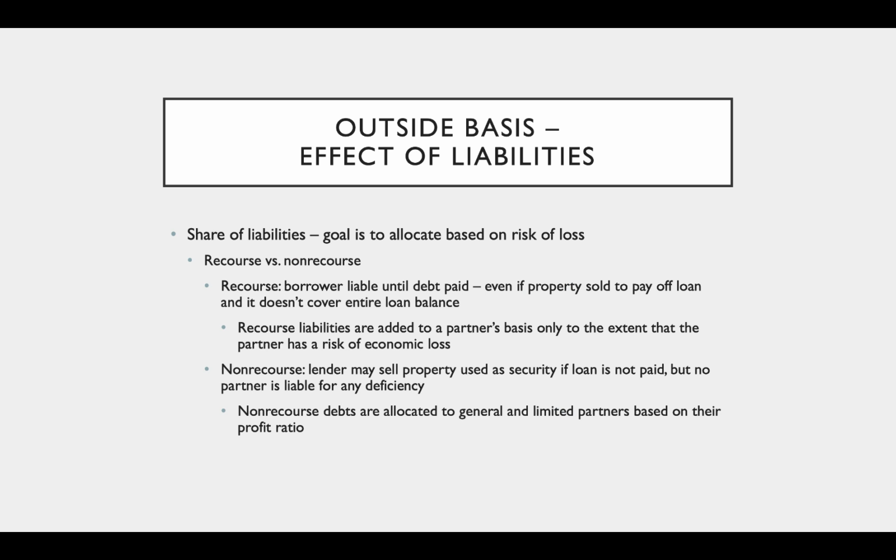All right, so when we talk about this general allocation, sometimes it can vary based on the type of liabilities involved. So the goal is to allocate based on the risk of loss. And the risk of loss is determined by whether or not the liability is recourse or non-recourse. A recourse liability is our normal liability we think about. The borrower is liable until the debt is paid, even if the property is sold to pay off the loan and it doesn't cover the entire loan balance.